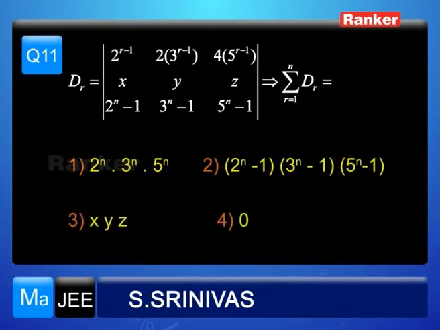If D_r is equal to the determinant with first row 2 power r minus 1, 2 into 3 power r minus 1, 4 into 5 power r minus 1, second row x, y, z, and third row 2 power n minus 1, 3 power n minus 1, 5 power n minus 1, the summation of all the determinants, sigma D_r, r ranging from 1 to n, is: first option 2 power n into 3 power n into 5 power n, second option 2 power n minus 1 into 3 power n minus 1 into 5 power n minus 1, third option xyz, fourth option 0.